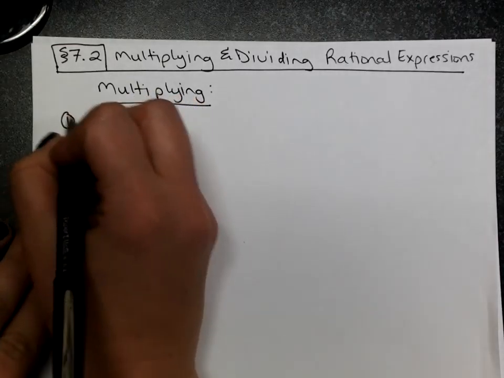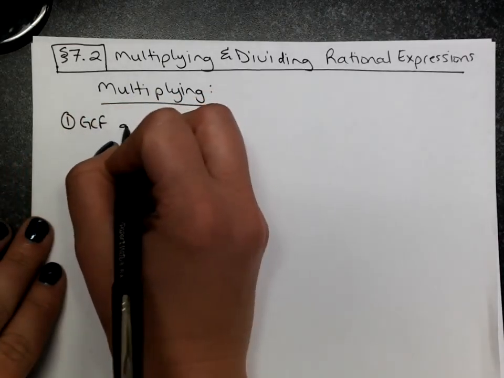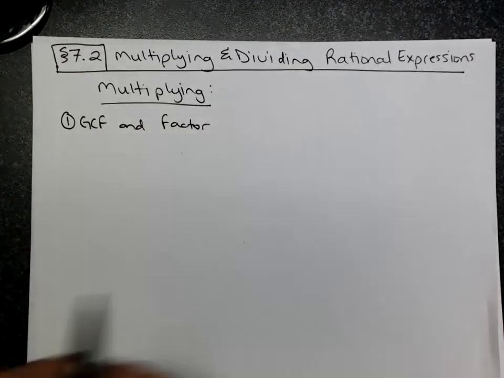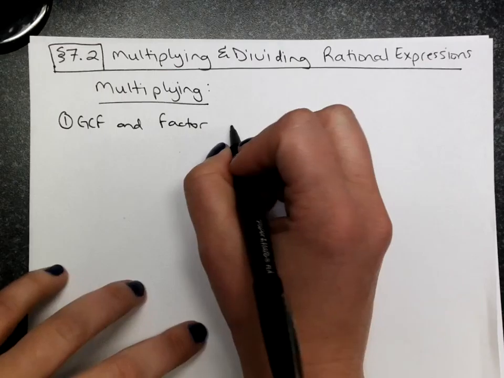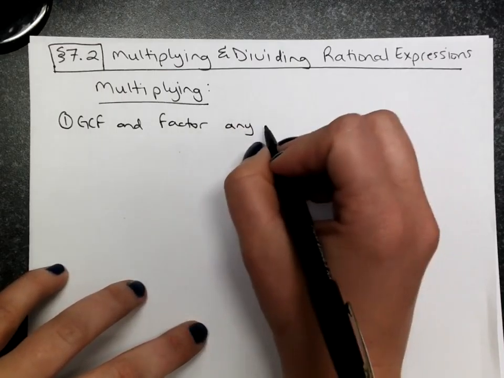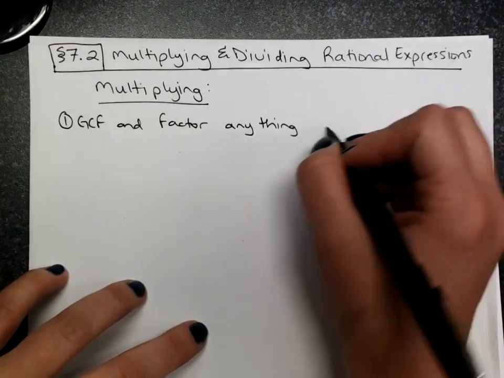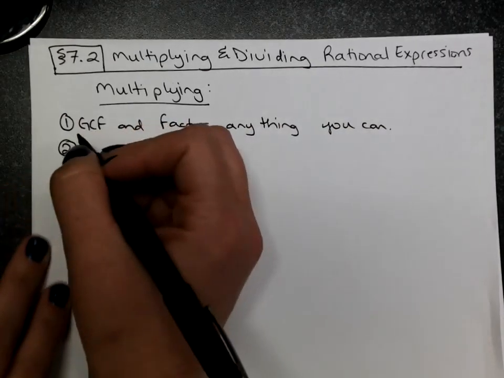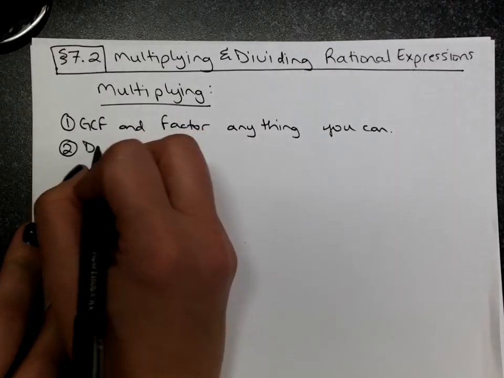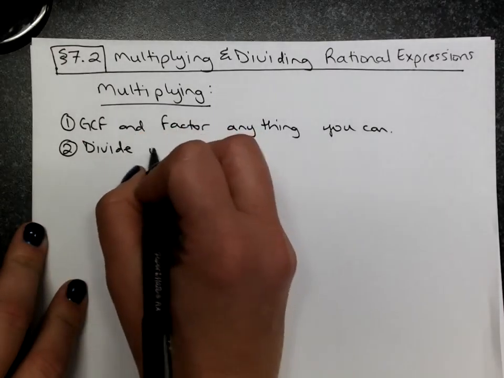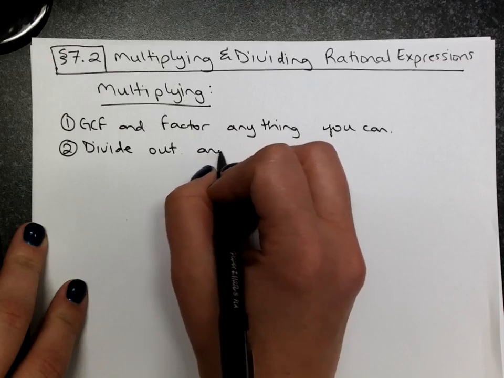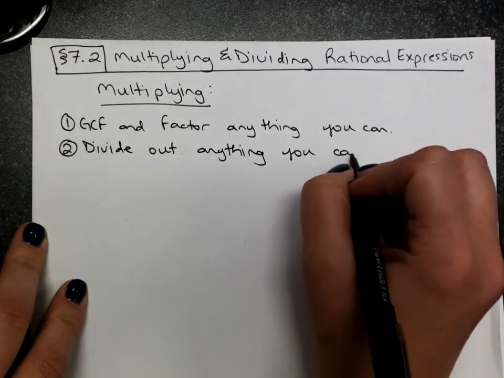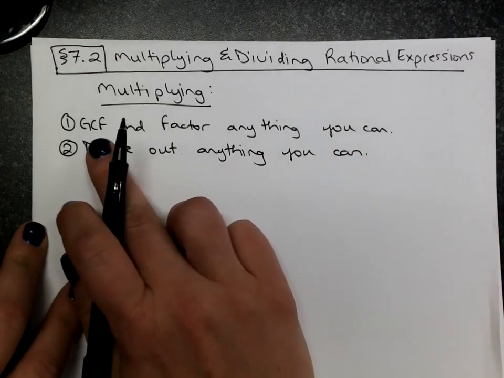The first step is to GCF and factor. So look for GCFs and factor anything you can, top, bottom, either expression. So GCF and factor anything you can. The second step is to divide out. Again, anything you can. So the longest part is the GCF and the factor.